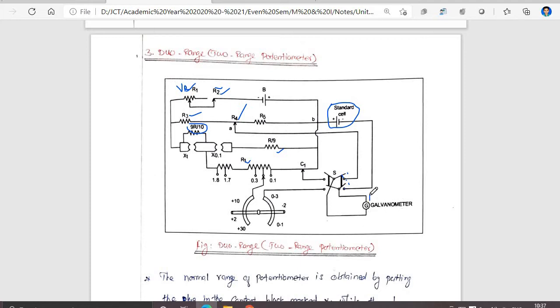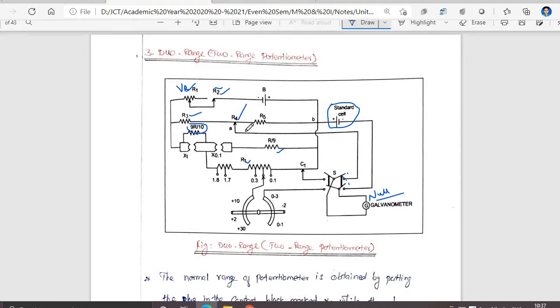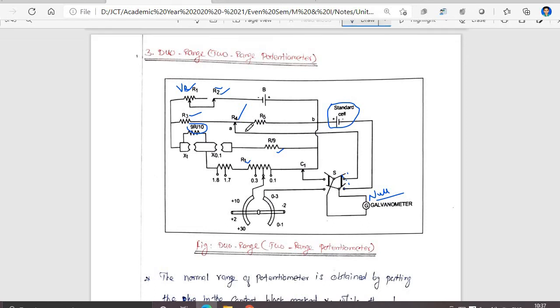to null. Okay, it's the first step. You can get the null point. First set the null point. After that, you can open the switch, because it is a balanced condition. So why do we have to adjust the galvanometer to the null point? At that time, this whole circuit will act as a balanced circuit. Okay, only after that can we measure the unknown values easily.